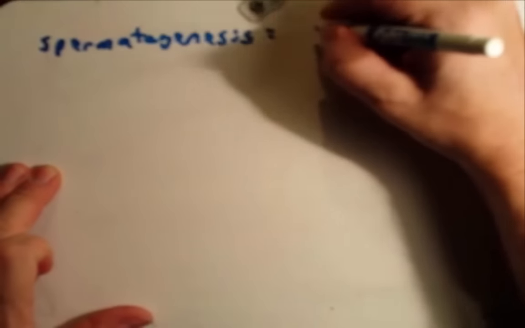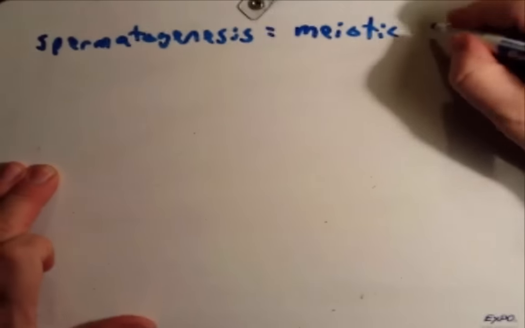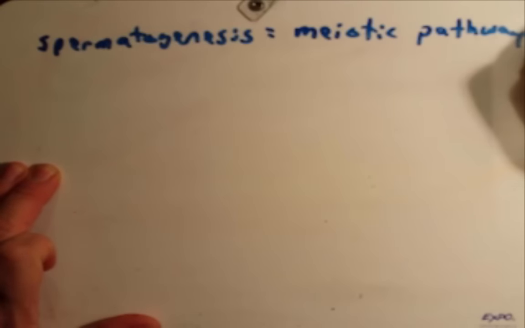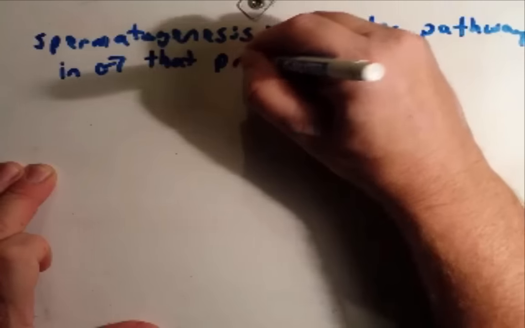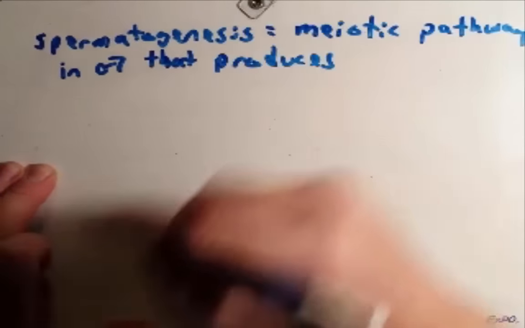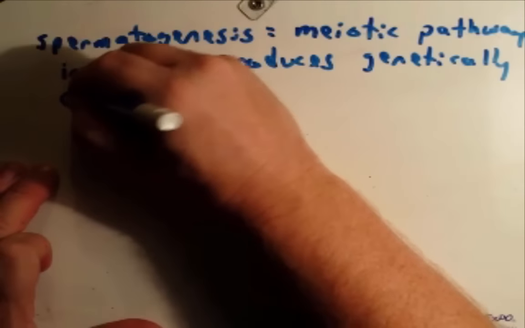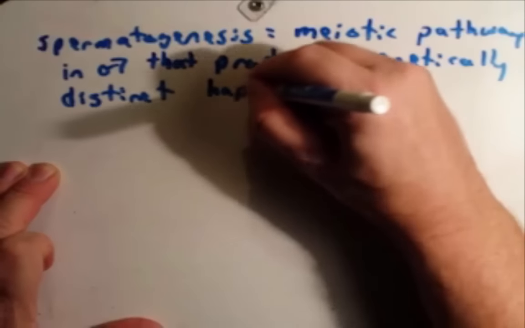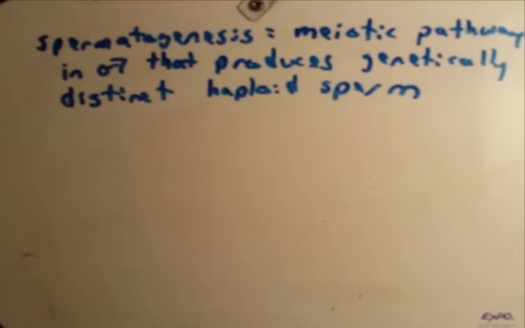So we could define this by just saying it's the meiotic pathway in males that produces genetically distinct haploid sperm. So let's talk about this pathway a little bit, and then we're going to talk about the opposing pathway of oogenesis.